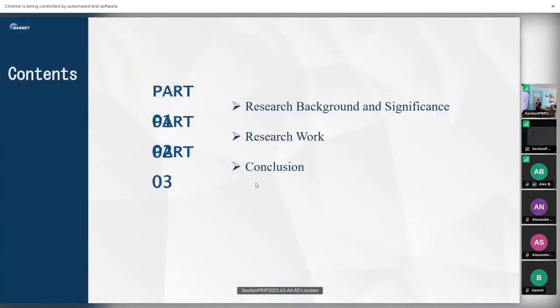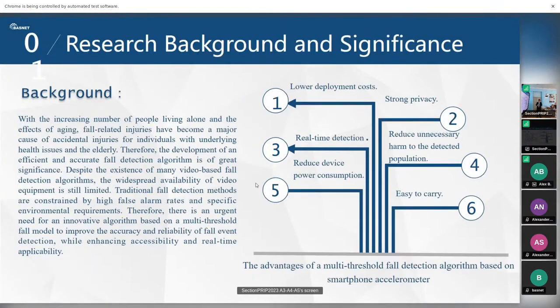Today I will share with you my paper in three parts. As the number of people living alone and older people increases, a good fall detection algorithm is very necessary. There are many fall detection methods based on video sensors. I think video sensors are more common in our daily life. But I chose the accelerometer sensor because everyone has a smartphone, and every smartphone has an accelerometer. The feature is a multi-threshold fall detection algorithm based on smartphone accelerometer.